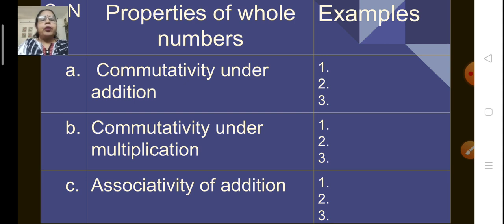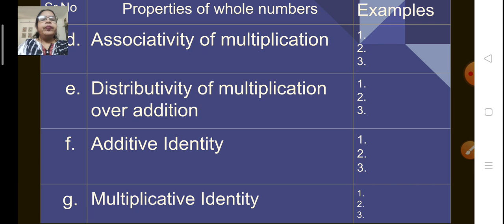Next comes commutativity under multiplication. Same, you have to write 3 examples for that. C is associativity of addition. This also we have discussed lots of examples. You can pick up 3 examples and write. And then associativity of multiplication. Regarding this also you need 3 examples.